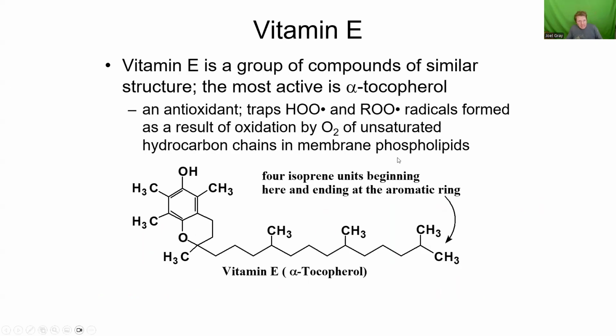Now, vitamin E is a group of compounds of similar structure. The most active is one known as alpha tocopherol. It's an antioxidant, and what it does is capture free radicals, these hydroxyl radicals formed as a result of oxidation by O2 of unsaturated hydrocarbon chains in membrane phospholipids.